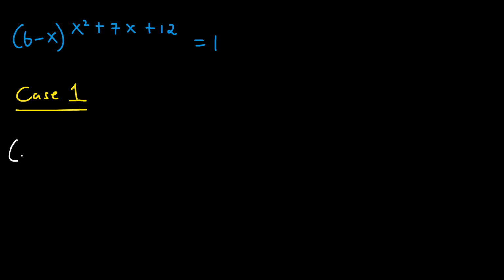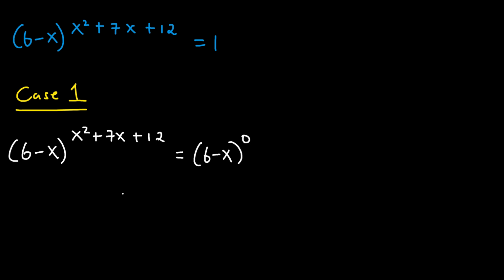For this, we shall have (6 minus x) raised to the power of x squared plus 7x plus 12 equaling to, now we know that any number raised to the power of 0 is 1, so we shall get (6 minus x) raised to the power of 0. And since the base on the left hand side is the same as the base on the right hand side, we can equate the exponents. This will give us x squared plus 7x plus 12 equaling to 0.